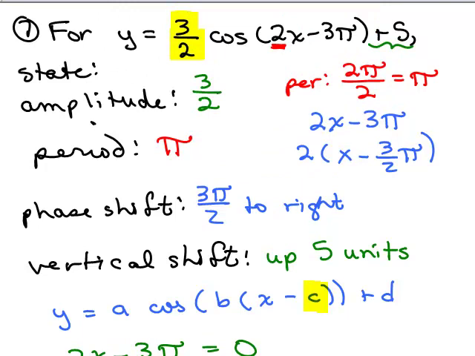So that would be our answer here. The amplitude 3/2, period of pi, phase shift 3 pi over 2 to the right, and the vertical shift is up 5 units.